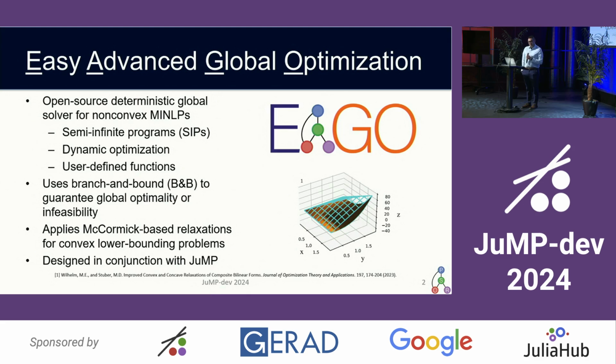Some use cases of EAGO in my lab would be semi-infinite programming, dynamic optimization problems, and other advanced formulations that contain complex user-defined functions. And EAGO is able to handle all this because we interact with JuMP, and one of the main things I'm going to talk about today is how JuMP's development has impacted the development of EAGO.